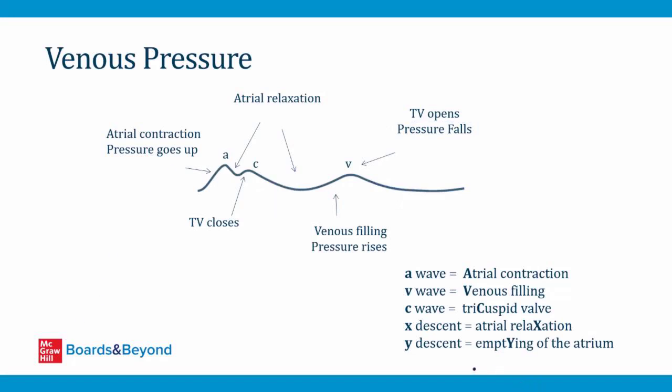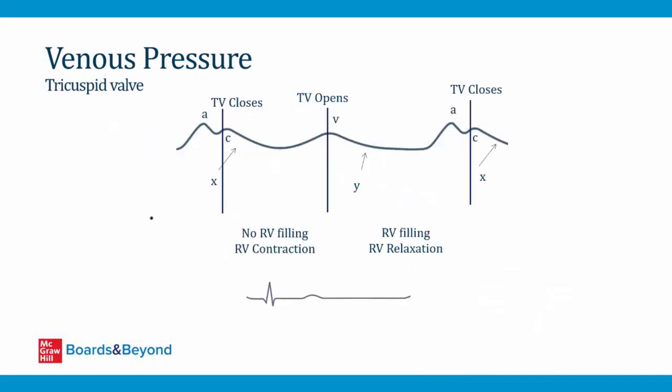Down at the bottom right side of the screen, I've shown a handy mnemonic you can use to remember all these things about the venous pressure curve. Remember, the A wave is atrial contraction, the V wave is venous filling, the C wave is caused by the tricuspid valve closing, the X descent is from atrial relaxation, and the Y descent is from emptying of the atrium through the open tricuspid valve into the right ventricle.